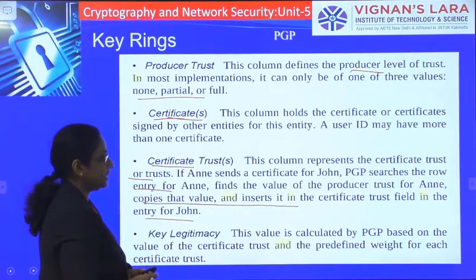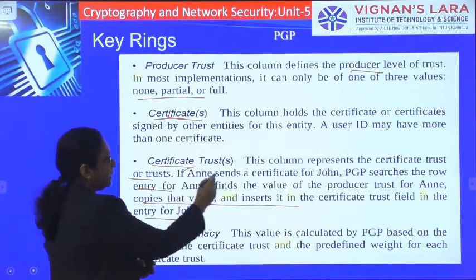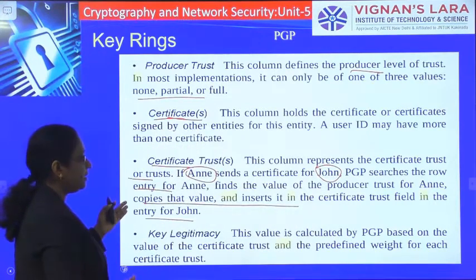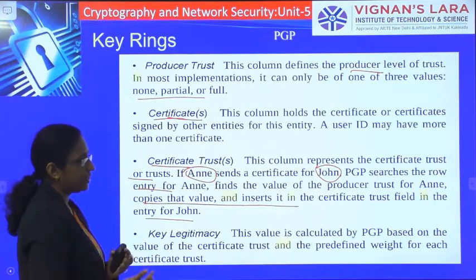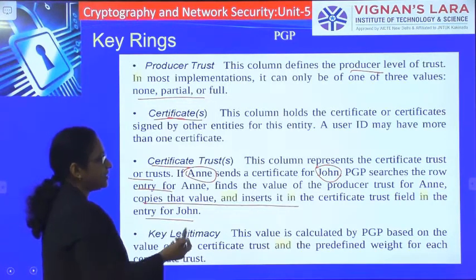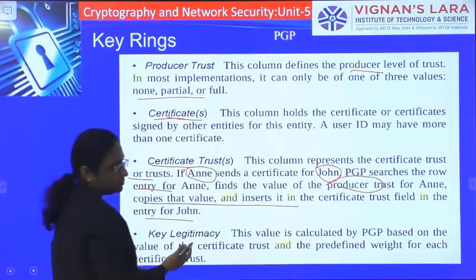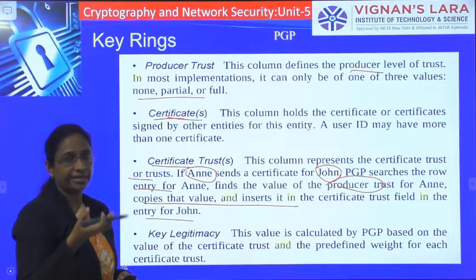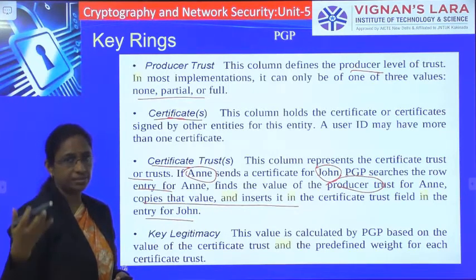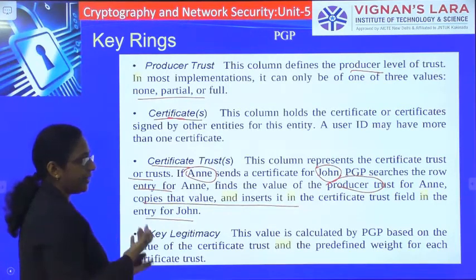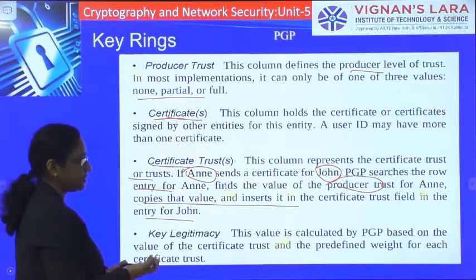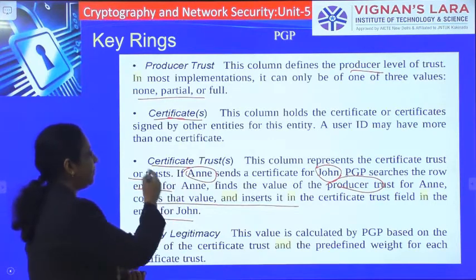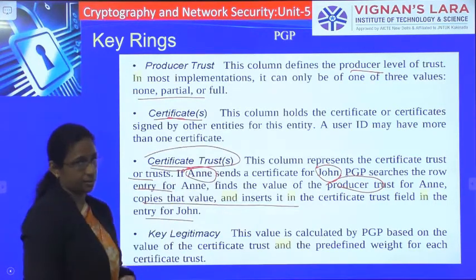So that is the certificate trust. For example, Annie has signed the certificate for John. What PGP does is find the value of producer trust for Annie. Similarly you have Annie's record also: Annie's user ID, key ID, public key, and Annie's producer trust. Depending upon Annie's producer trust, whatever value we have, that value will be copied and placed in your certificate trust.